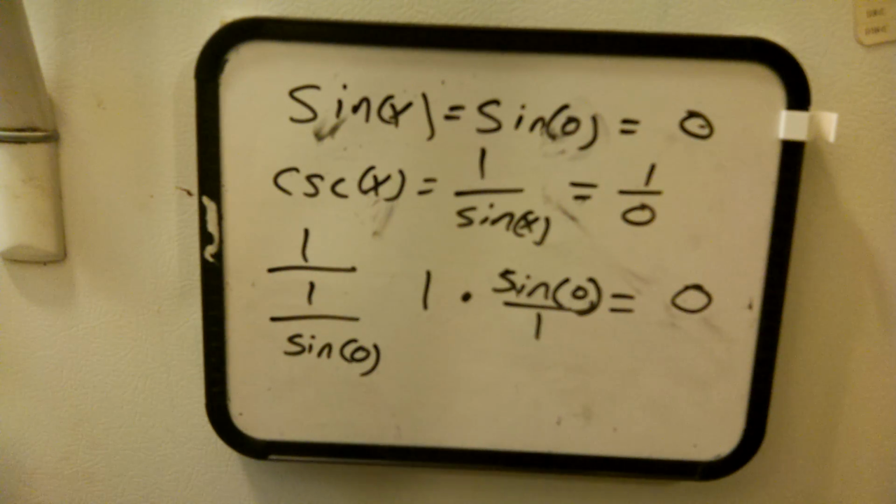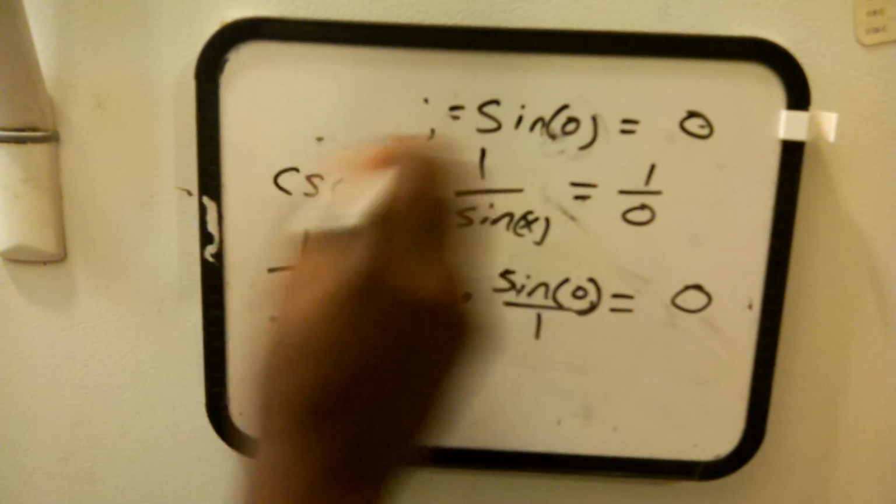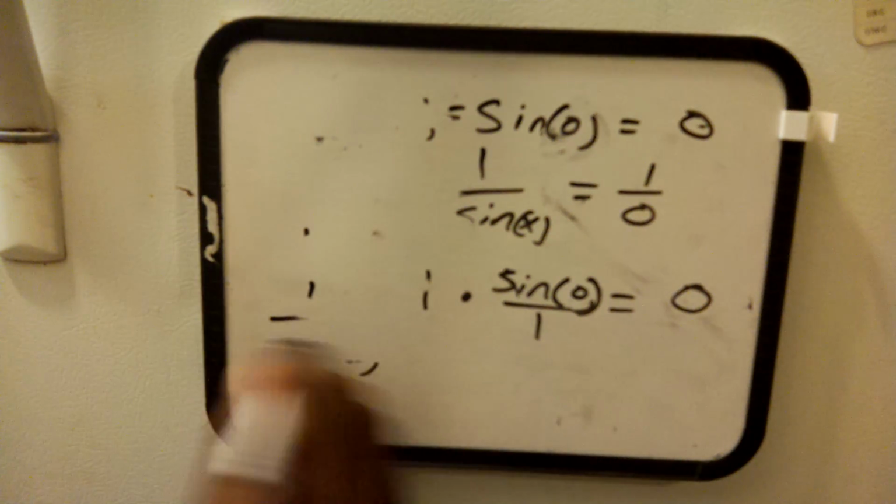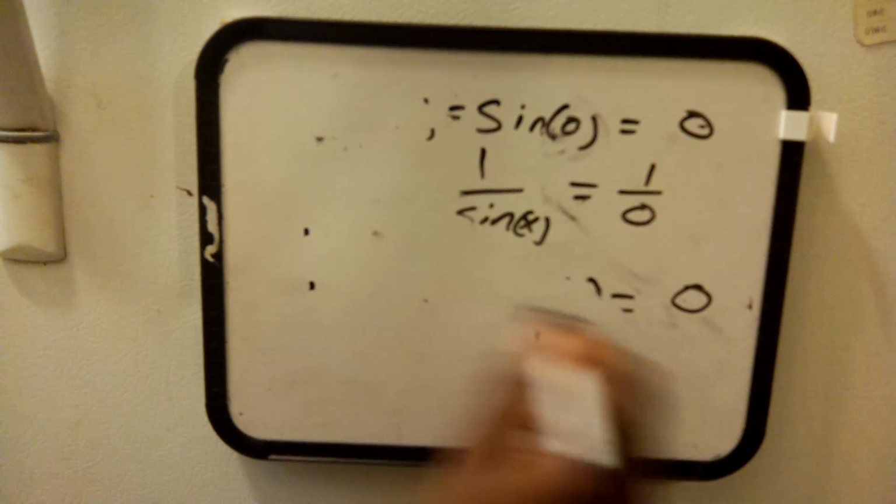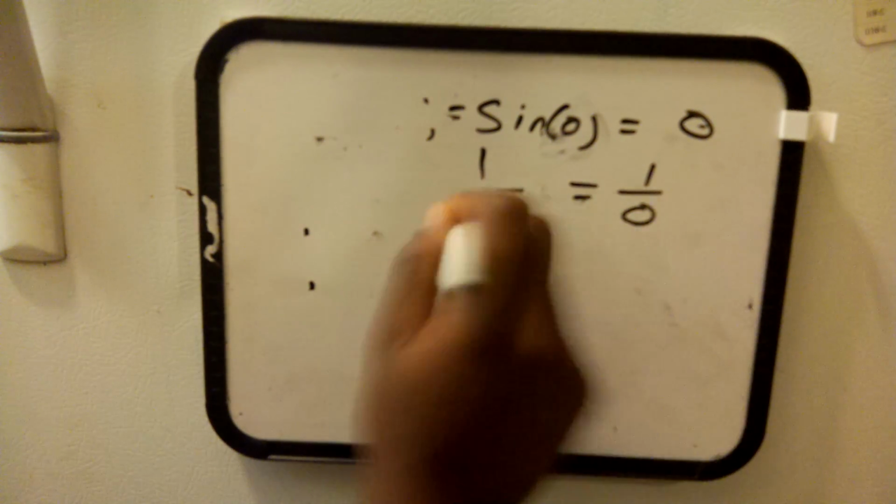And I'm going to give you one more example to show that you can divide by 0. This is the last proof that shows you can divide by 0. Alright, the last one is this.